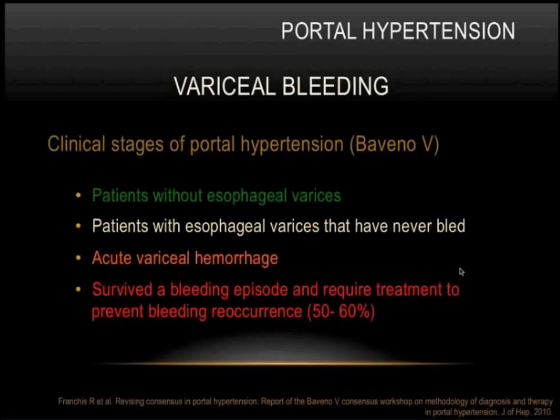So what about the Baveno classification? The Baveno classification classifies the patient into four different groups. A patient may have portal hypertension but not have esophageal varices; those patients can have just ascites or whatever. Patients who have esophageal varices may never bleed. Then there is the patient who has an acute variceal hemorrhage, or a patient who bled one time and you are trying to treat to prevent any recurrence. The recurrence rate is about 50 to 60%. As interventional radiologists, we're going to be treating this kind of patient: a patient with acute variceal bleeding, or a patient who bled and required treatment to prevent recurrence of the bleeding.